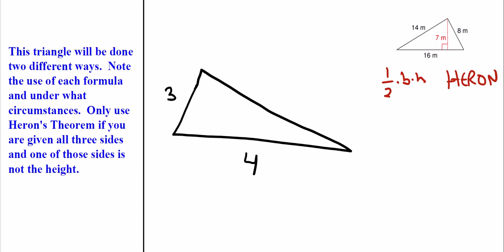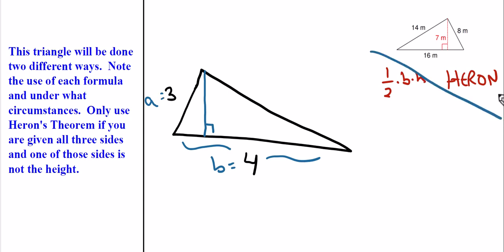How about this one? Do we do the simple way or Heron's theorem? Well, we have the base. It looks like this is the base, right? But 3 is not the height. See, this is the height. That's a different distance than this. So they gave me 2 sides. Looks like they gave me maybe a side A and a side B, for example. But they did not give me the 3rd side, and they did not give me the height. I can't do either of these.